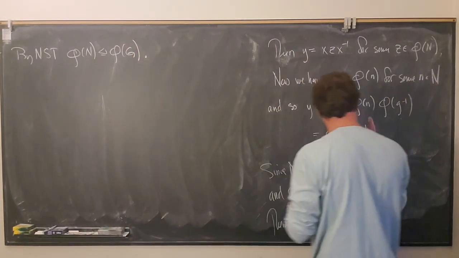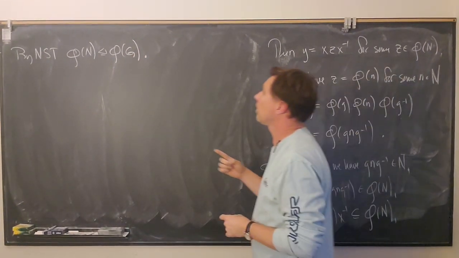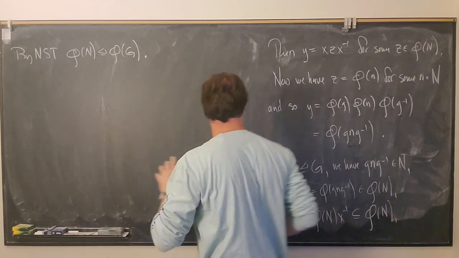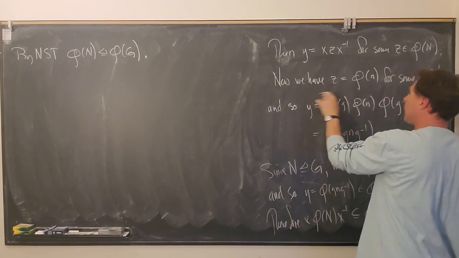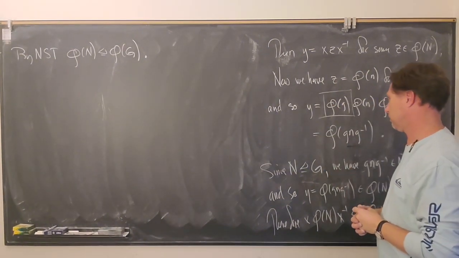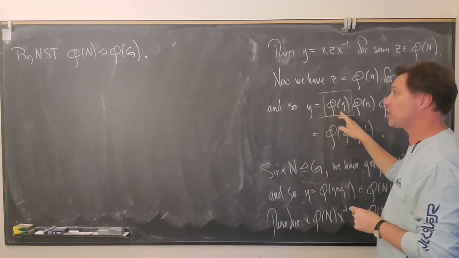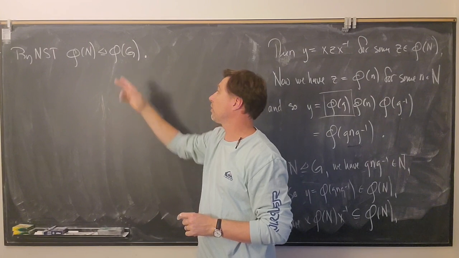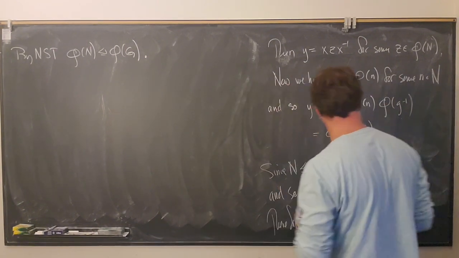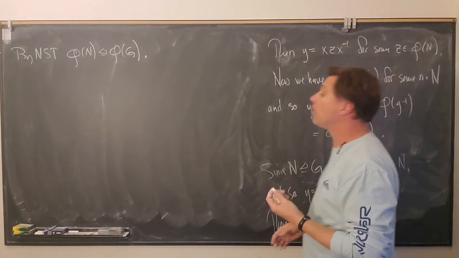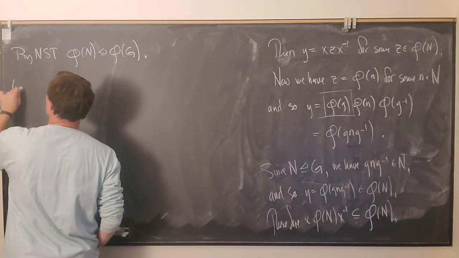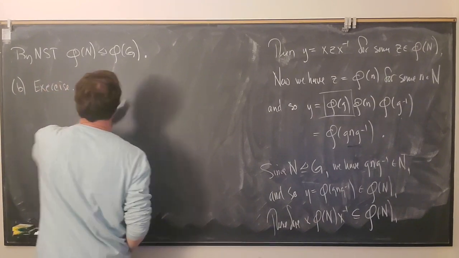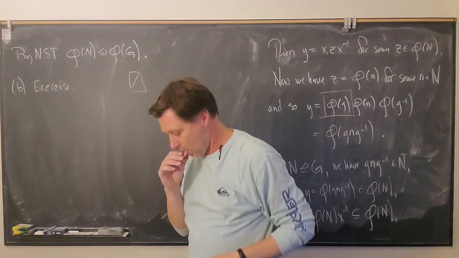Notice it was key that right here we wrote phi of g rather than g prime, because at a certain point in the proof I was able to use phi of g. That was because the element that we are conjugating by lived in capital G, or phi of capital G. So hopefully you can see where we use that fact in the proof. Part B is a good one for you to try, so B is an exercise. And so we're done with that proof.